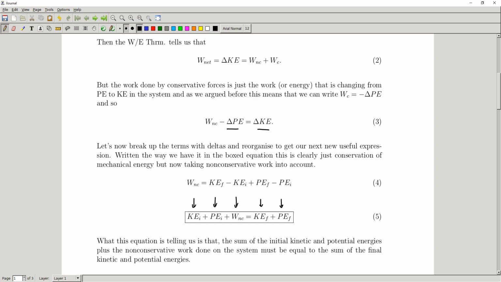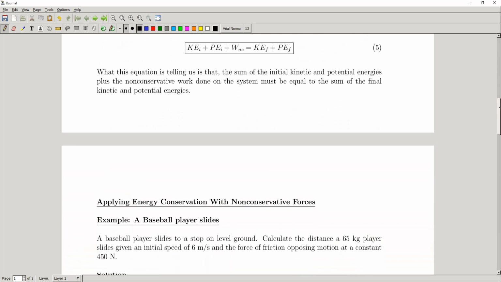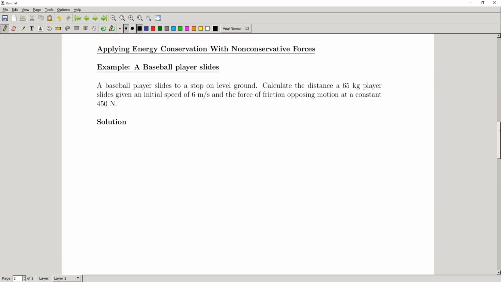and potential energy, right? And we're going to find that this equation, specifically written in this form, is a pretty powerful tool for us to answer some questions here. So let's take a look at some examples. The first example we're going to look at is a baseball player sliding on level ground. Okay, and so I have some numbers calculated here, so we can put numbers to this.